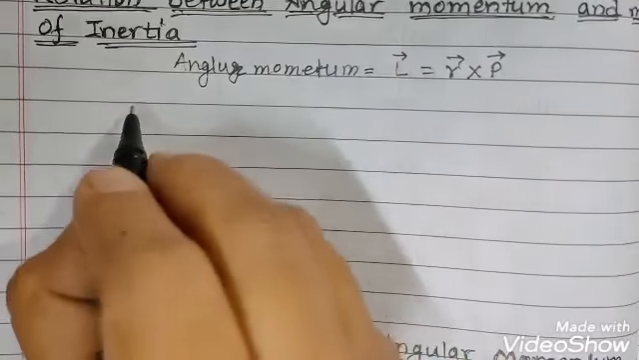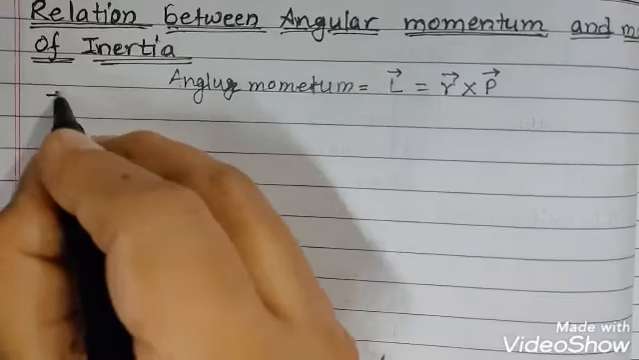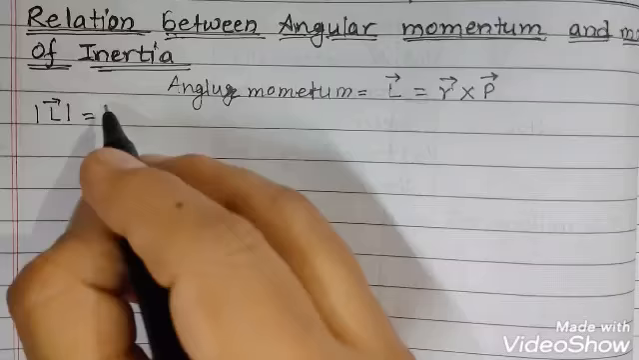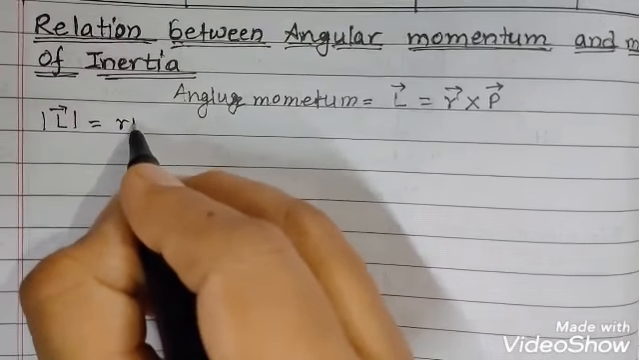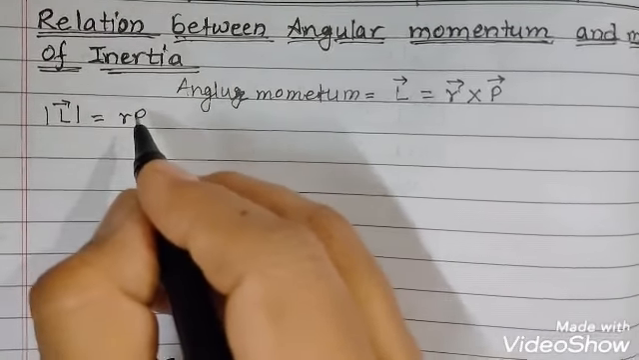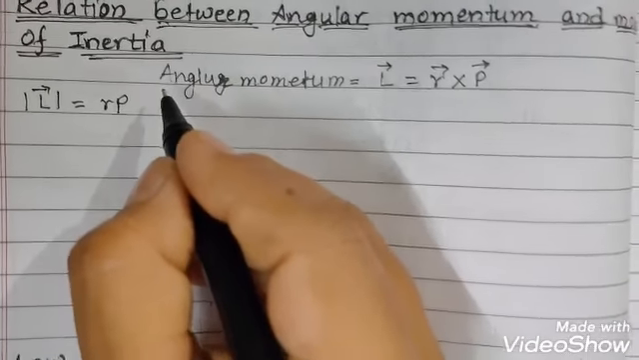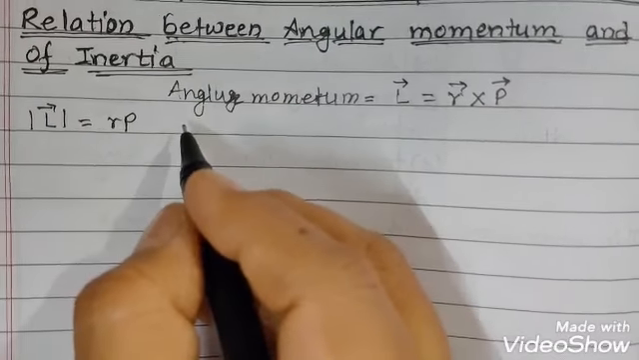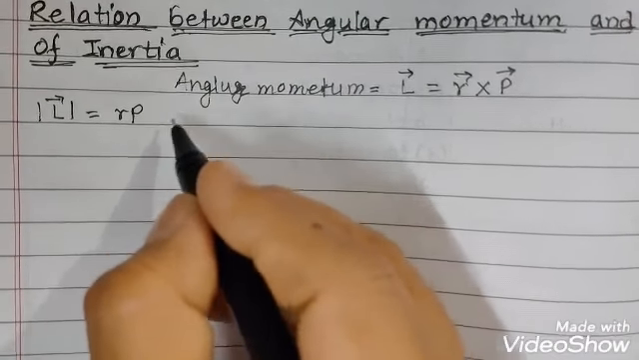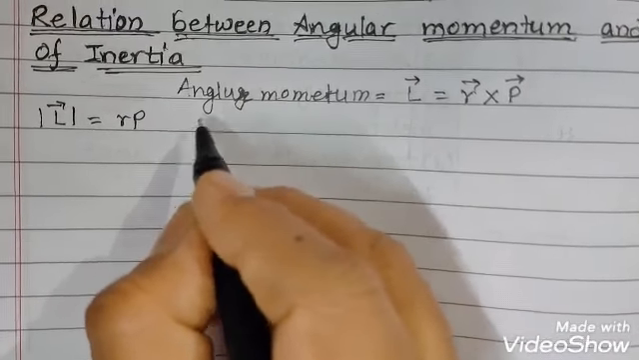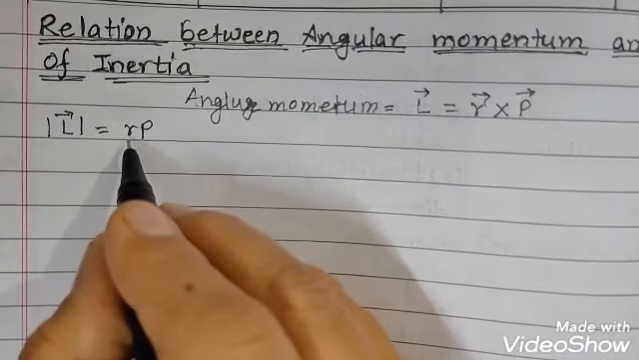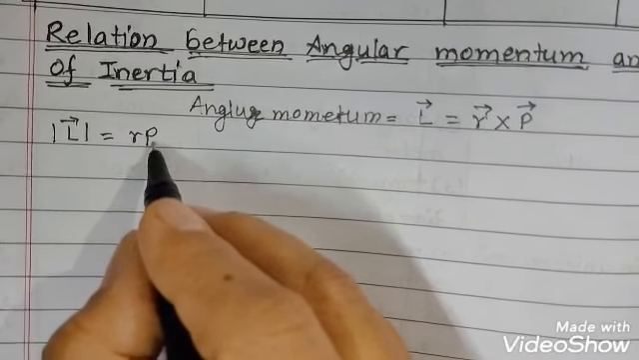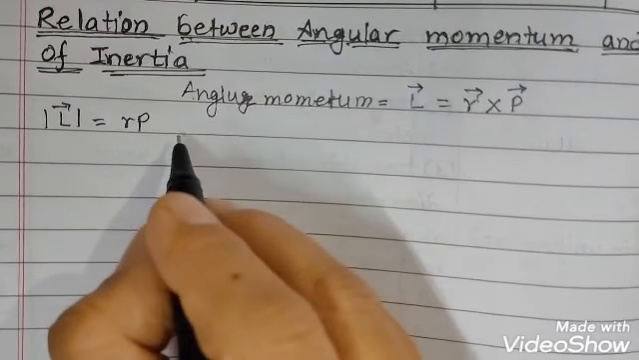If we just see the magnitude of angular momentum, that will be equal to RP sine theta. If theta is 90 degrees, this will be equal to RP. Okay, the angular momentum is equal to RP, where R is the perpendicular distance from the line of action of momentum and P is the momentum here.